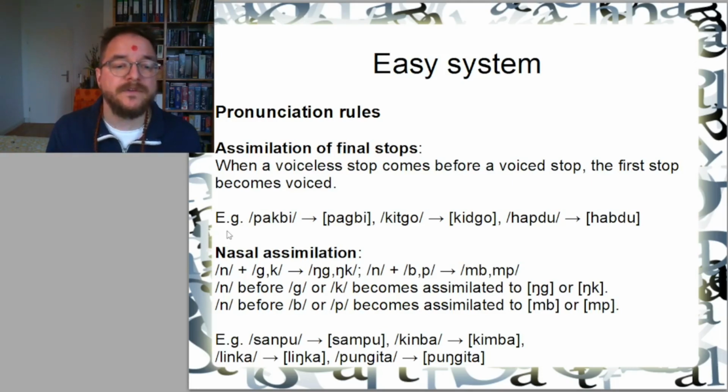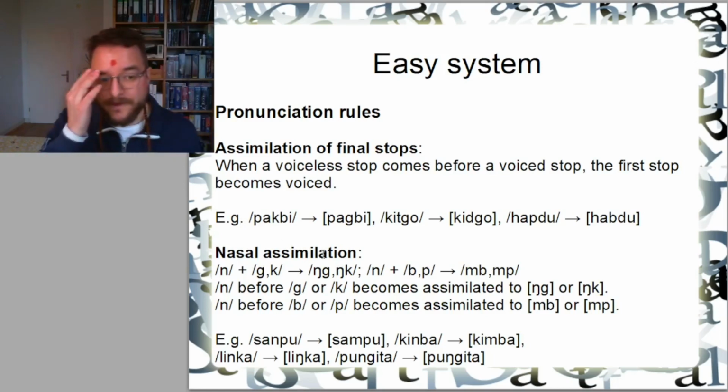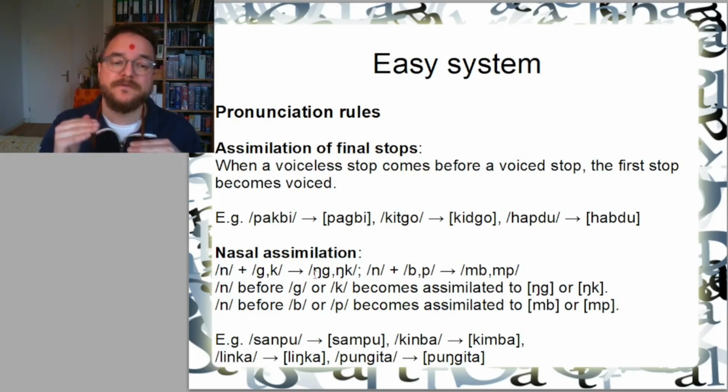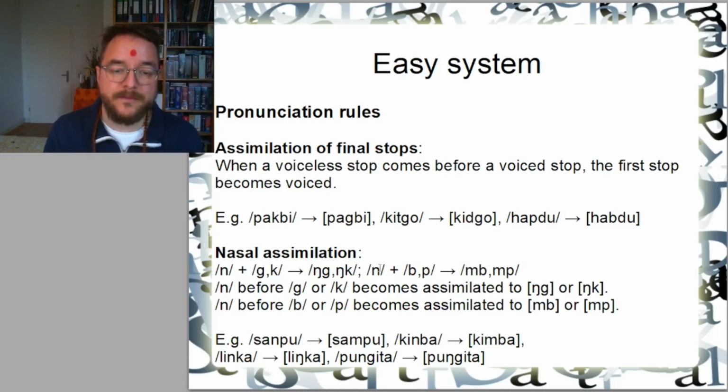The other rule is nasal assimilation. We've already seen that in the very easy system. So nasal n before g and k would become assimilated. So the n becomes an velar n, so it becomes closer to the velar stops. And the nasal before b or p, that's the bilabial b or p, becomes bilabial itself. N before b becomes mb, n before p becomes mp.